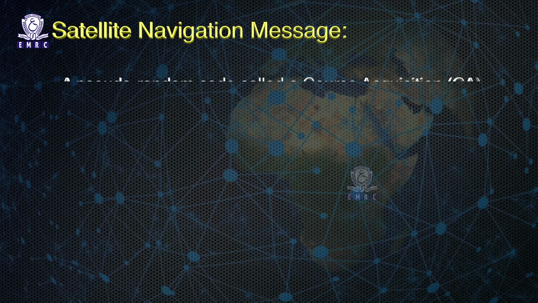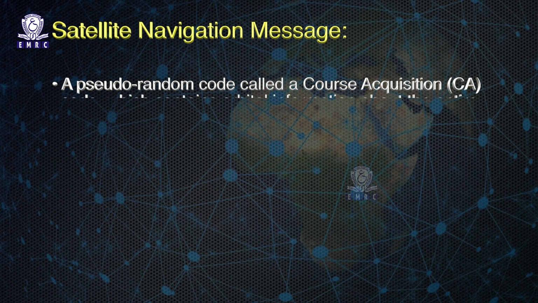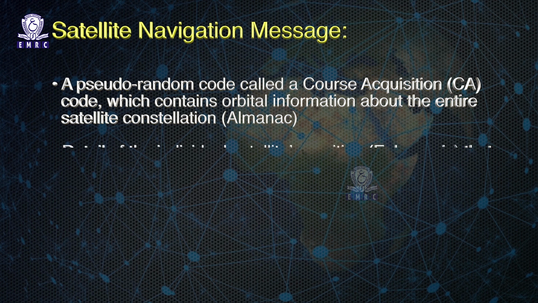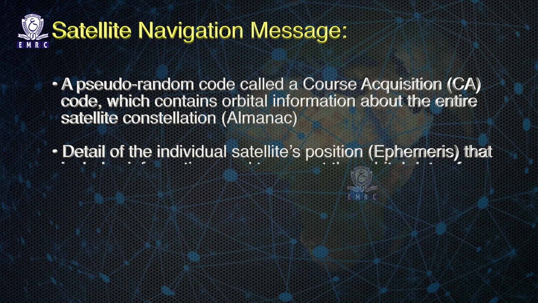Step 1: Triangulation from satellites. The GPS operation is based on the concept of ranging and trilateration from a group of satellites, which act as precise reference points. Each satellite broadcasts a navigation message that contains the following information: a pseudo-random code called a coarse acquisition (CA) code, which contains orbital information about the entire satellite constellation.